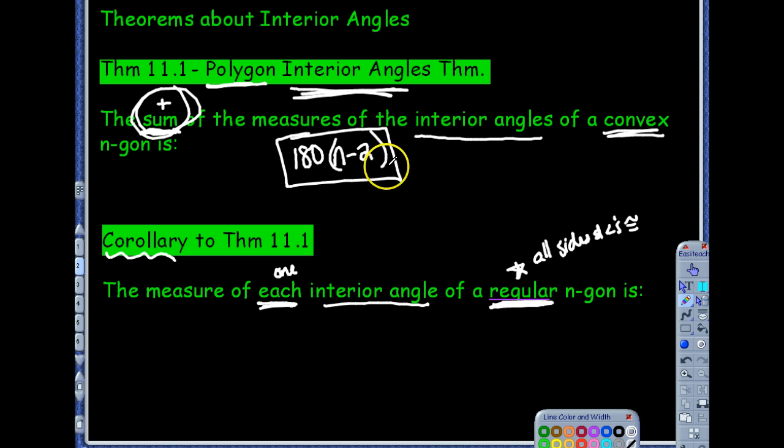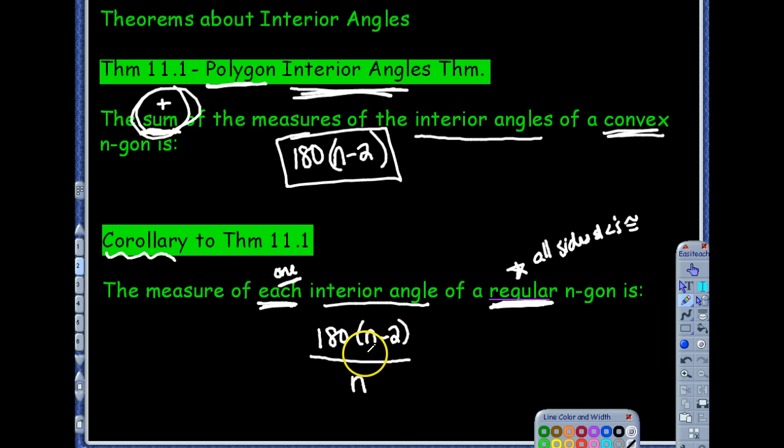Exactly. So I know that 180 times the quantity of n minus 2 gives me the sum of all of them. So that means all of those angles add up to that amount. So how could I figure out what each one is? Well, if I know they all add up to a certain amount, that 180 times the quantity n minus 2 gives you the whole sum, I'm going to take that whole sum and divide it by the number of sides, I should say, because they're all the same. Sorry, how many sides or angles we have. n means the number of sides, which means the number of angles.